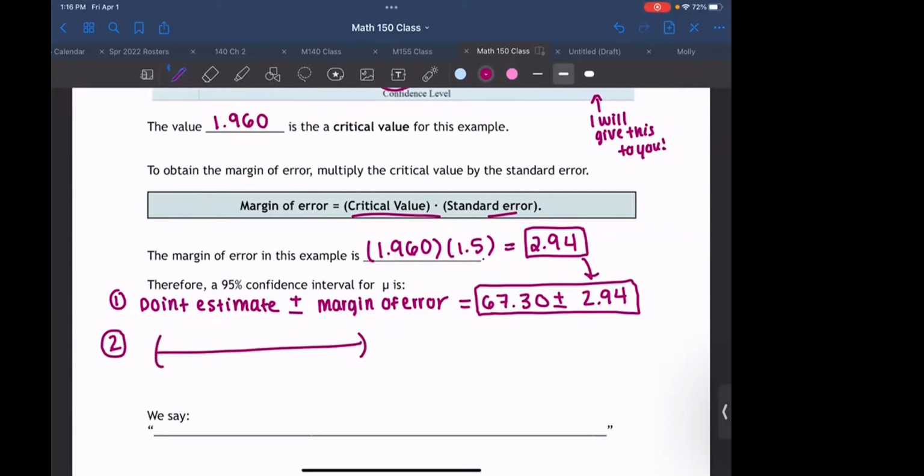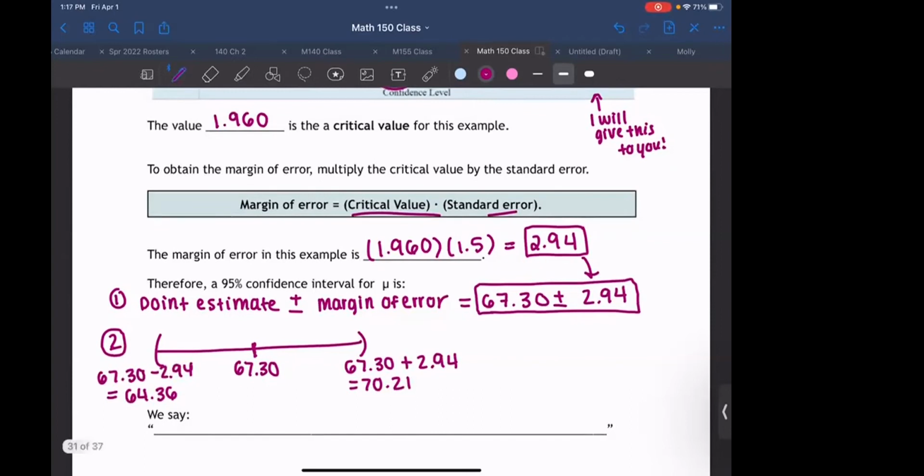Our interval is going to be a range of numbers. Remember, the point estimate is that thing that is kind of like our base point. So 67.30 is definitely in the middle. So we can add and subtract. 67.30 plus 2.94, I think that's 70.21. And then I can take 67.30 and subtract, and that's getting me 64.36. So the two numbers that my population mean might be between, I don't know, is going to be the interval.